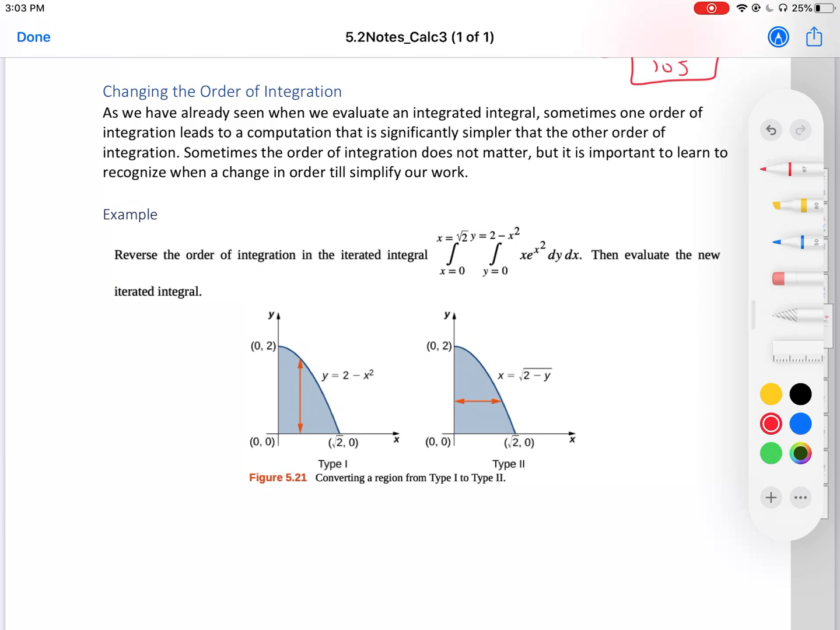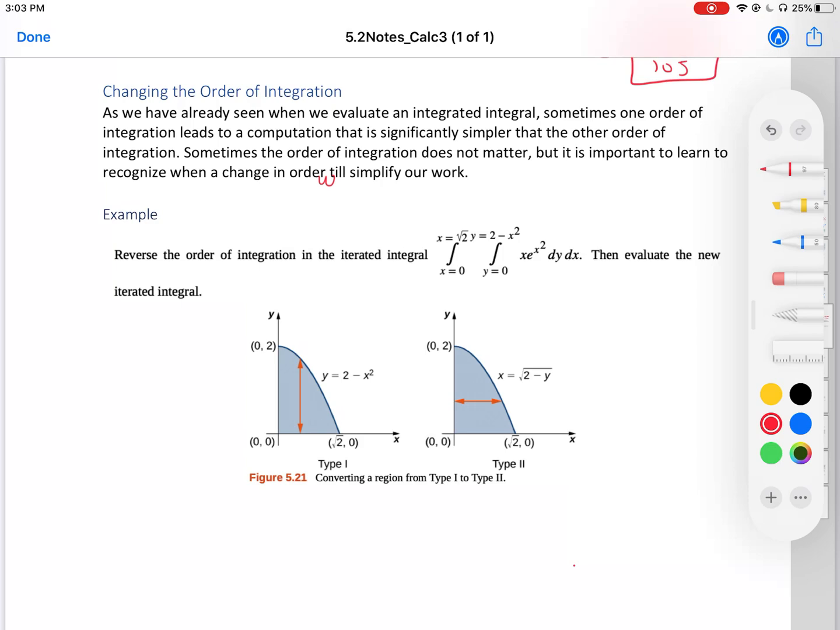Changing the order of integration. As we have already seen when we evaluate an iterated integral, sometimes one order of integration leads to computation that's significantly simpler than the other order of integration. Sometimes the order of integration does not matter, but it is important to learn to recognize when a change of order will simplify our work. It's supposed to be a W.